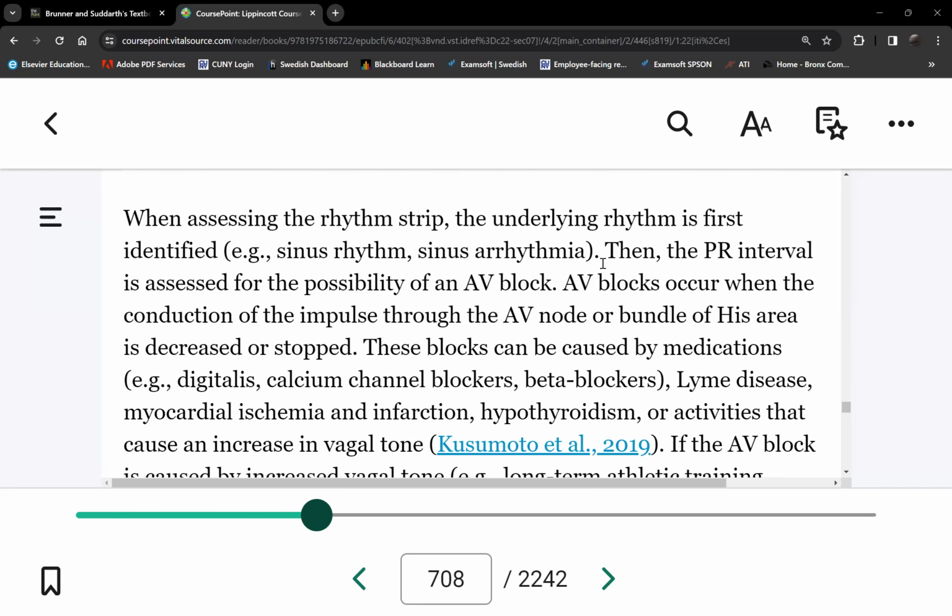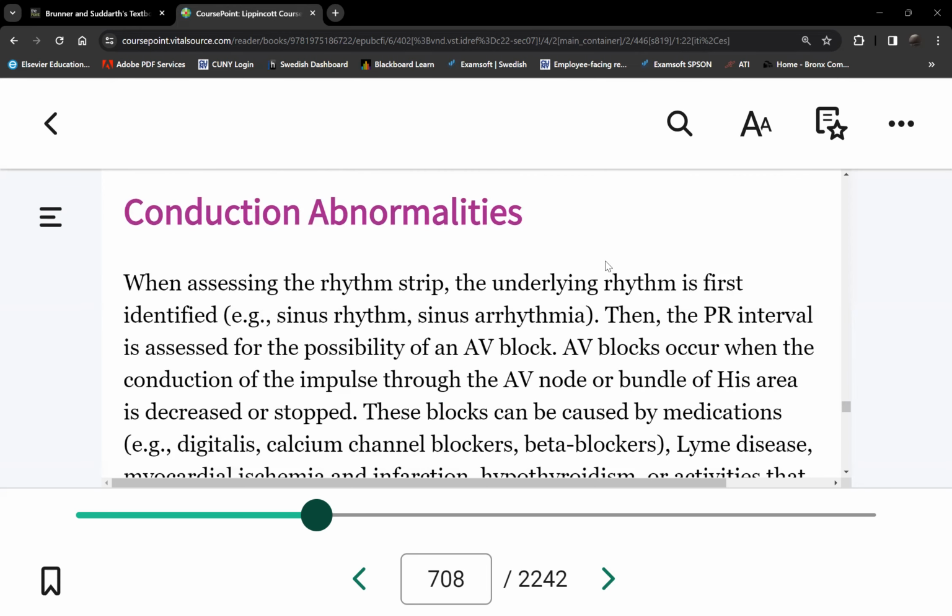Any questions on the 3 ventricular dysrhythmias? Okay, let's proceed with conduction abnormalities.